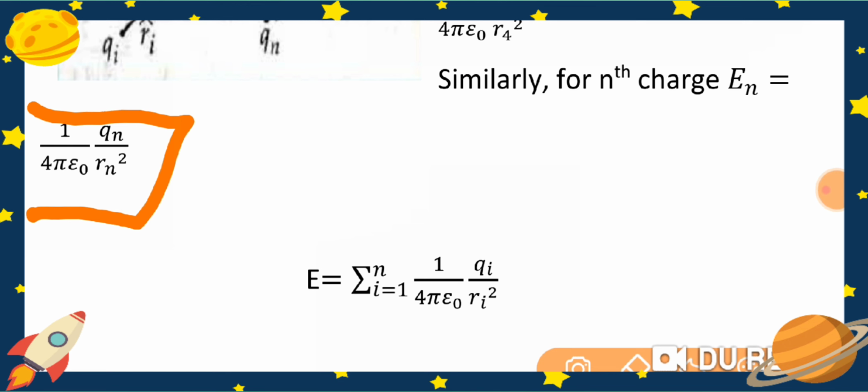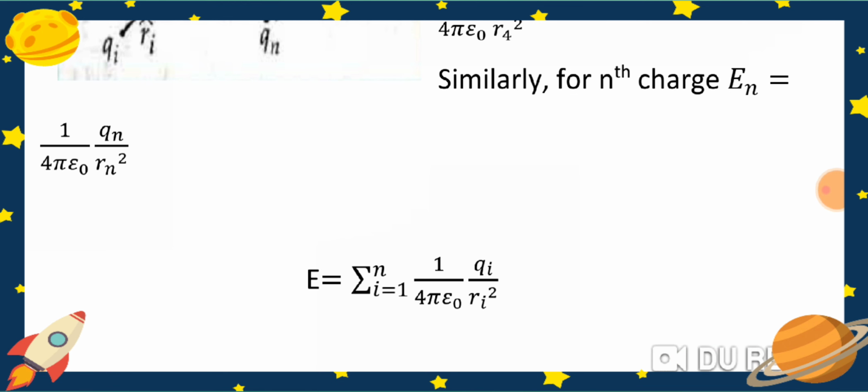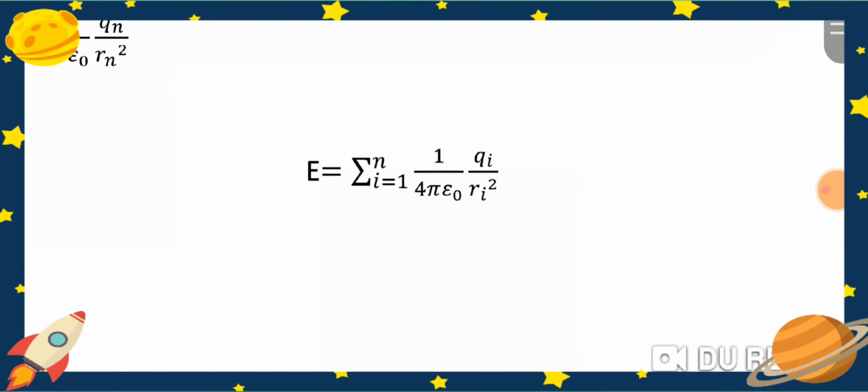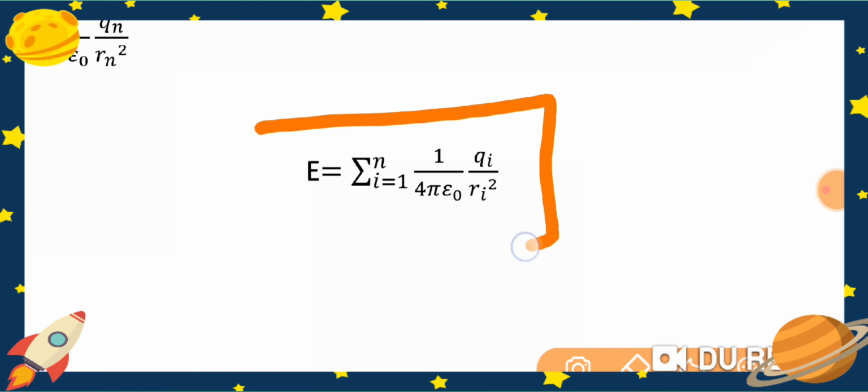Now apply the principle of superposition. The principle of superposition states that the total electric field at any point is always equal to the vector sum of all the individual electric fields at that point. Mathematically we can write this as E equals the summation from i equals 1 to n of 1 upon 4 pi epsilon naught Qi upon Ri square. So this is the principle of superposition.